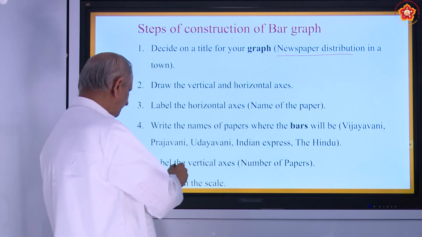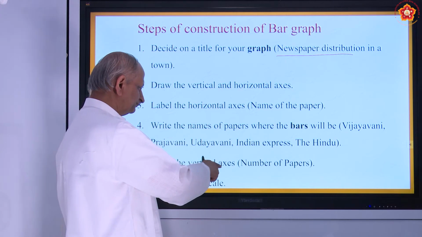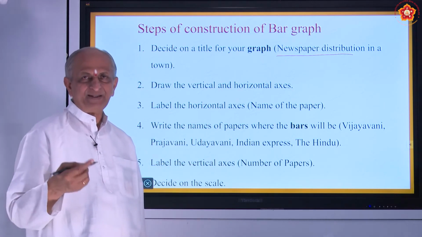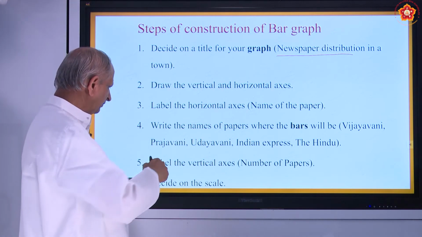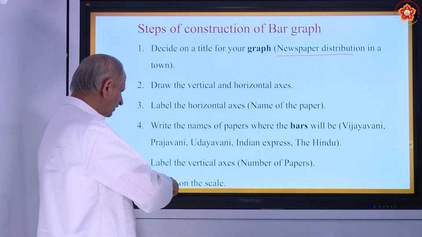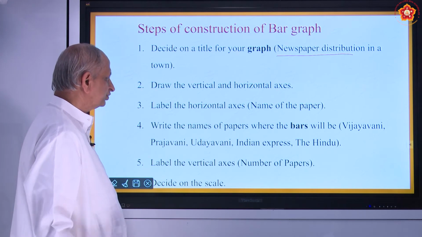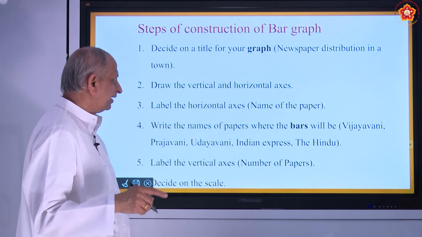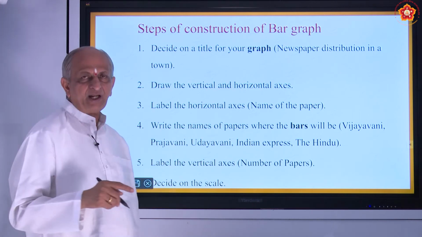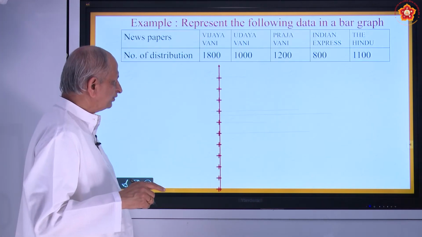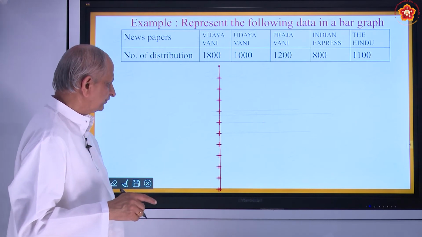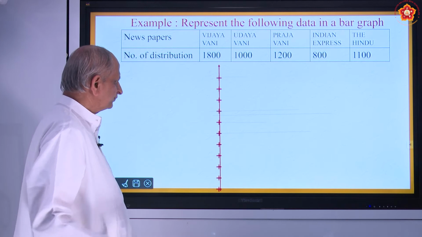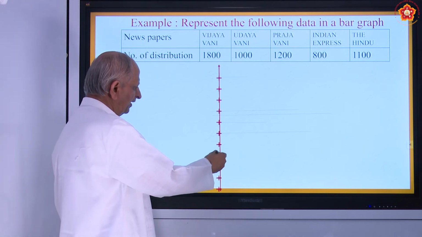Label the vertical axis, meaning the number of papers, how many papers are being sold, that you must write, and that you decide by the scale. So you must take a suitable scale depending on the number. Okay, that is how a bar graph is drawn. Now let us try to work out a bar graph. So this is what is called the y-axis, and for every centimeter a mark is made.